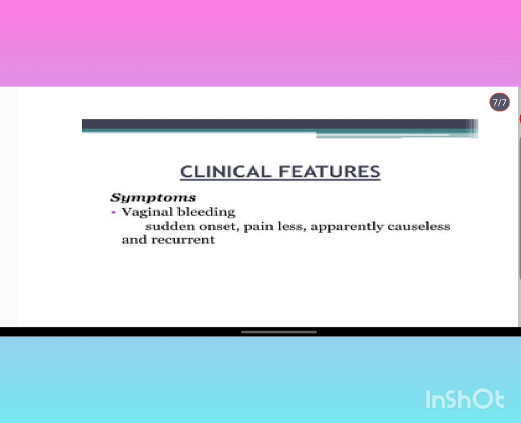Now we'll see the clinical features of placenta previa. The main clinical feature is vaginal bleeding. As and when the fetus grows, the placenta also grows, and it cannot stretch, resulting in compression of the placenta, as it cannot accommodate according to the size and shape of the cervix, resulting in bleeding, especially after the 20th week of pregnancy. The bleeding is usually painless and sudden, with no apparent cause, and is very much recurrent.